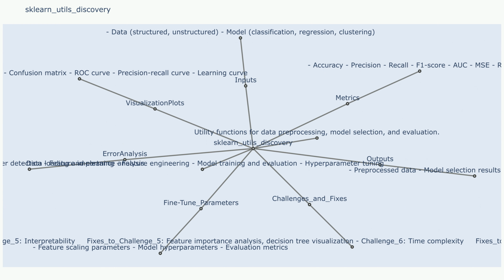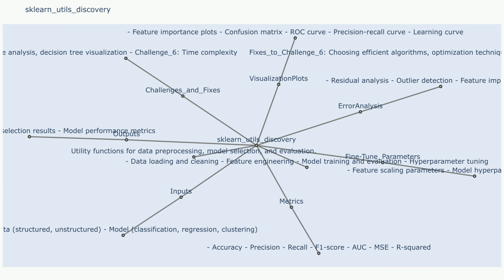Challenge 4: Choosing the right utility. Determining the optimal sklearn utility for a specific task can be challenging given the wide range of available options. Sample use case that resulted in Challenge 4: choosing between different feature scaling techniques for a regression task. Fixes to Challenge 4: thoroughly research and compare different utilities based on their strengths, weaknesses, and suitability to the specific task and data characteristics. Experiment with various options and evaluate their impact on model performance.